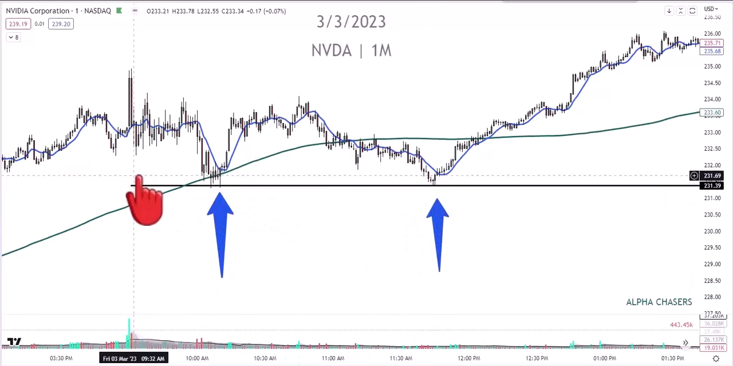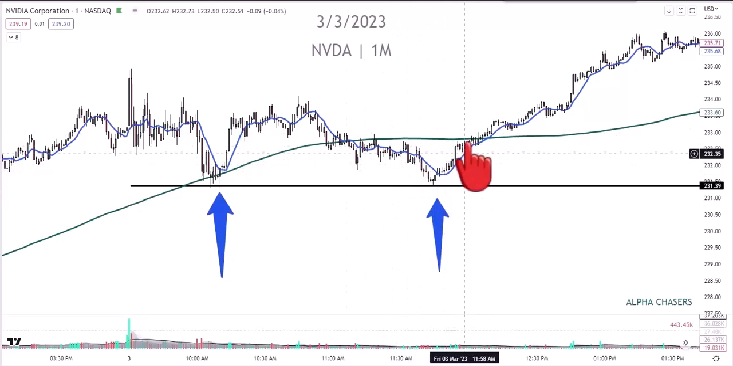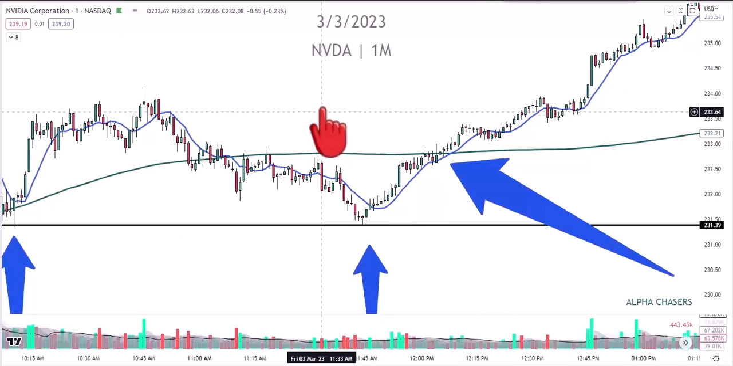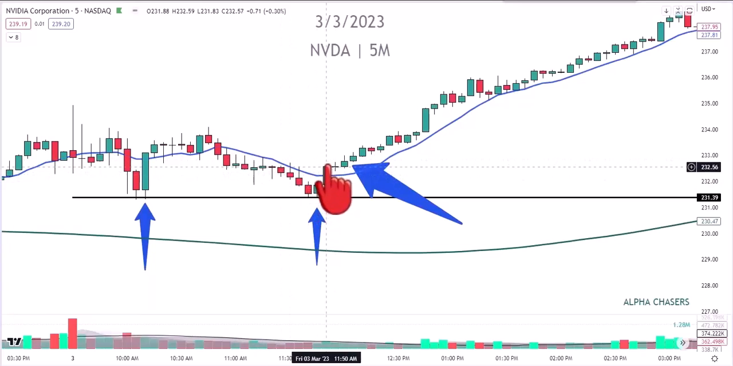We are above the 9, but the green 200, we are below. So in this example, we do not have an executable trade. The trade becomes executable once we are above the 200-day moving average. In this example, we would not be entering here, but we would be entering here, roughly about 25 cents more.